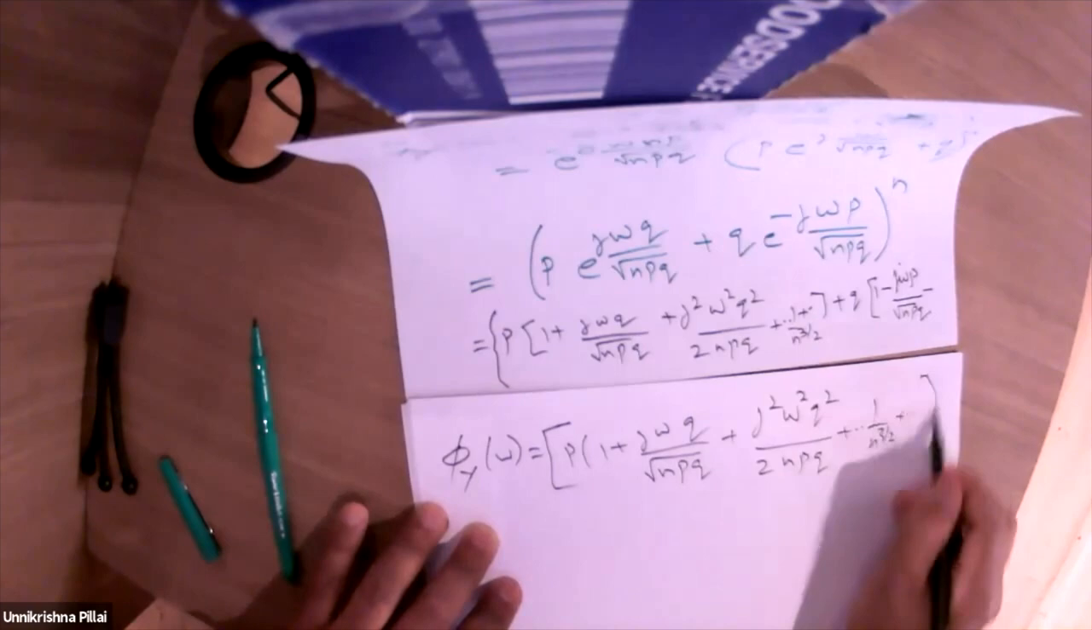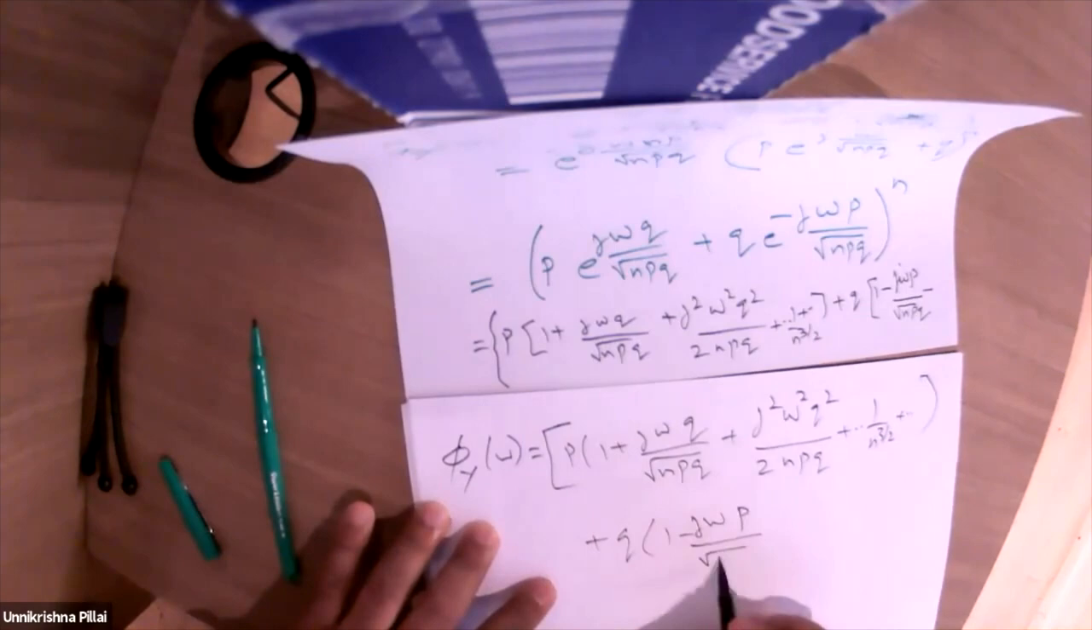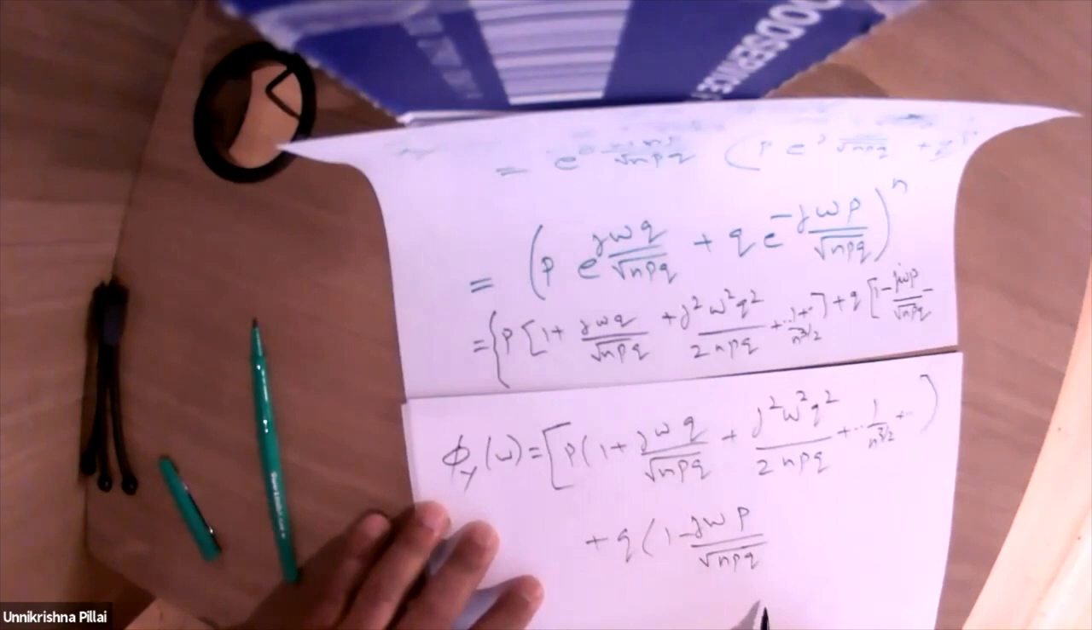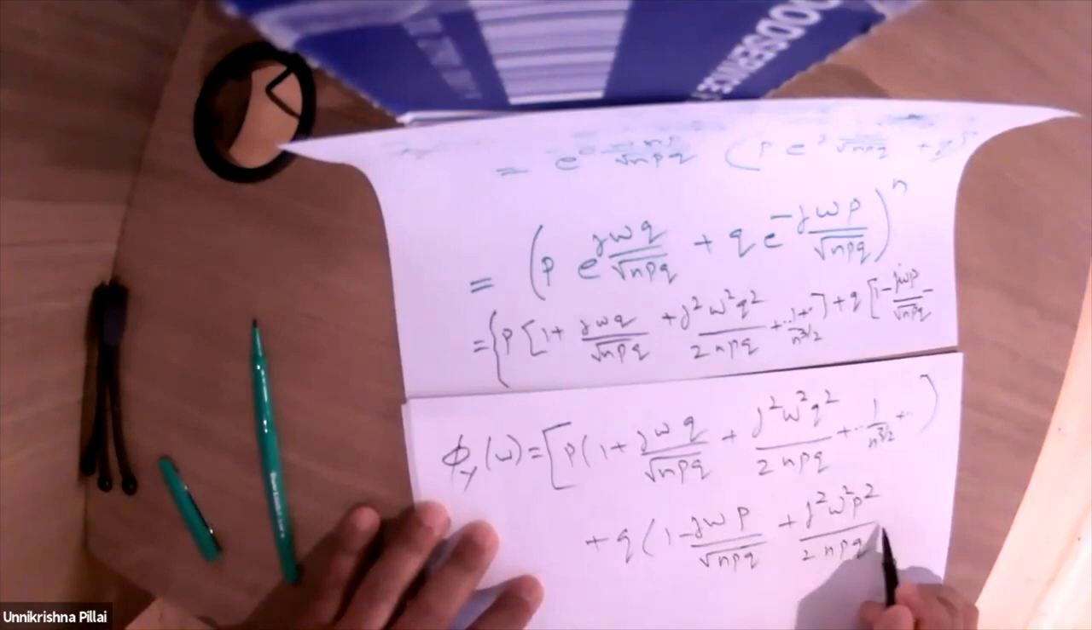The next term on q is 1 minus j omega p over square root of npq. Then the minus will become a plus, j squared omega squared p squared over 2npq plus again same thing, 1 over n to the power 3 by 2 plus etc. And the whole thing to the power n.